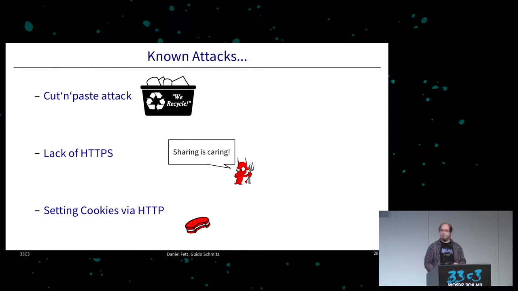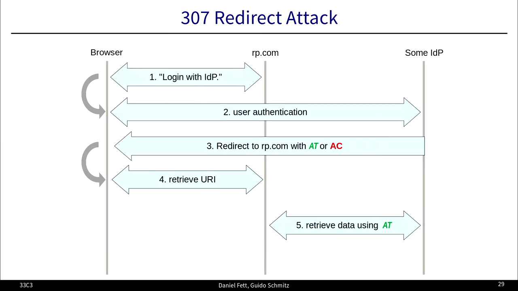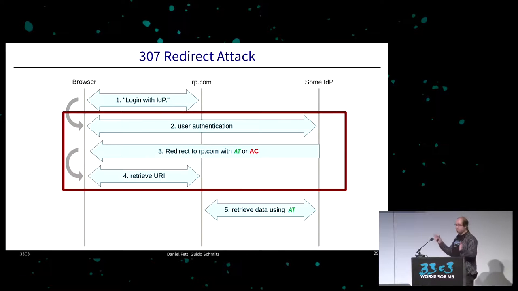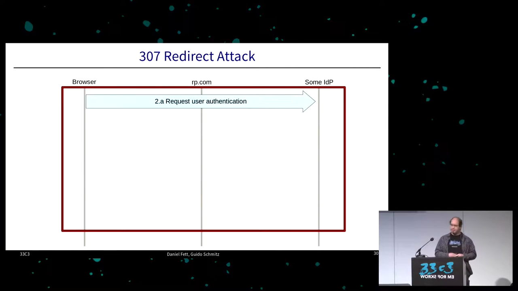So, let's talk about some attacks we have found in our research. There's the 307 redirect attack, and it works like this. First, we have some regular OAuth flow, and if you have a closer look at what happens here in steps 2 to 4, we have the user authentication, and after this authentication, the user gets redirected back to the relying party.